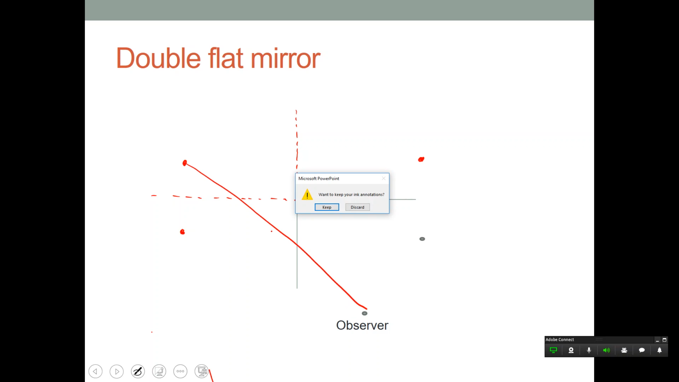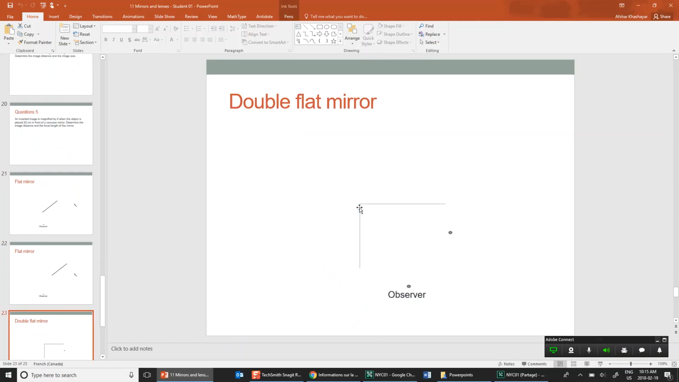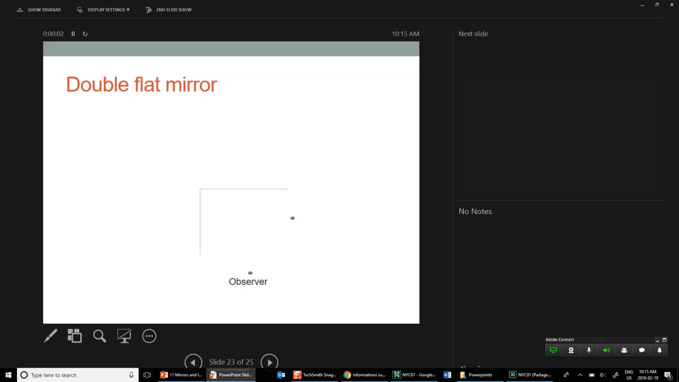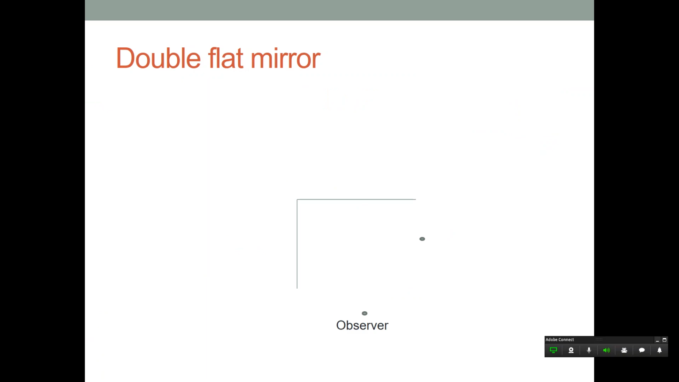Ah, no! I lost everything. Oh, well. Sorry, guys. I'm going to have to just restart something real quick. Oh, it's going to glitch. Oh, no. So here it is. I'm just going to redraw it real quick. Image here.